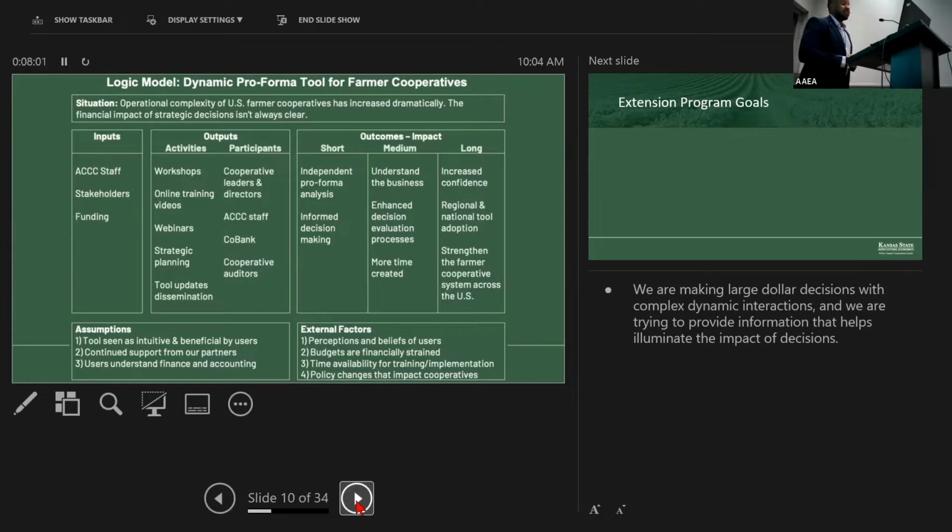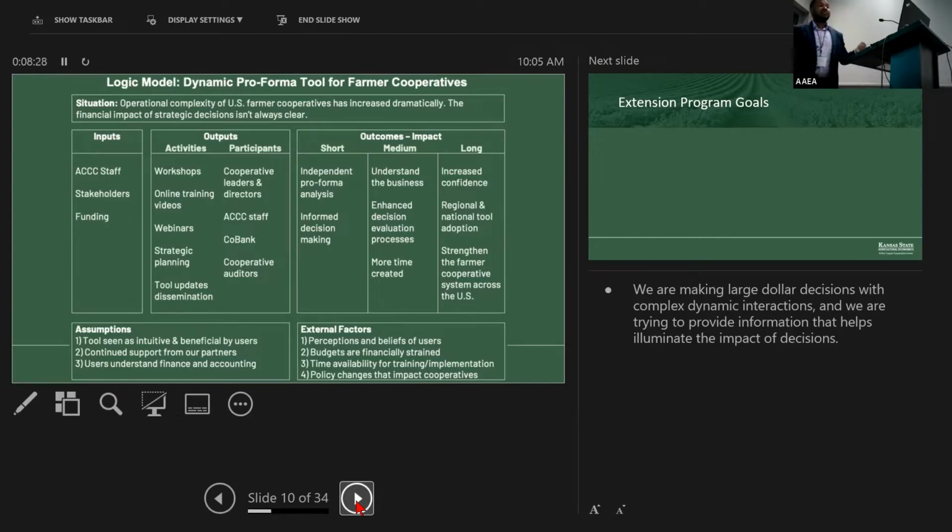In the long term, we'd like for the users to have increased confidence in whatever decision they make. That is, to trust the tool and use the tool and see how helpful it will be in these decision-making processes. In the long run, we'd also like to roll out this program regionally and across the country as well, and overall to strengthen the U.S. farmer cooperative system.